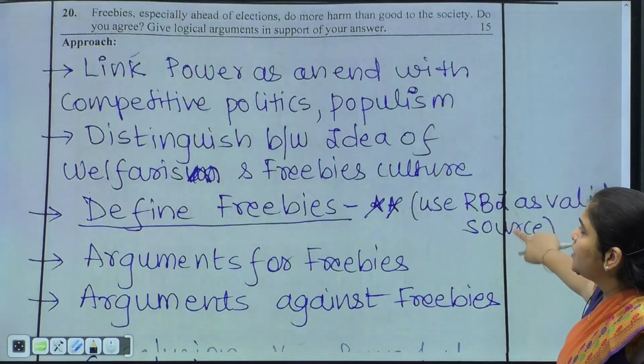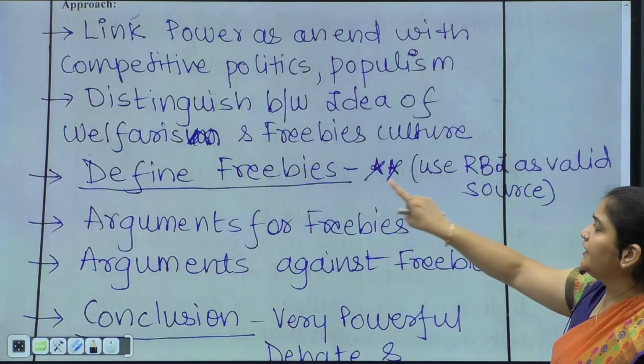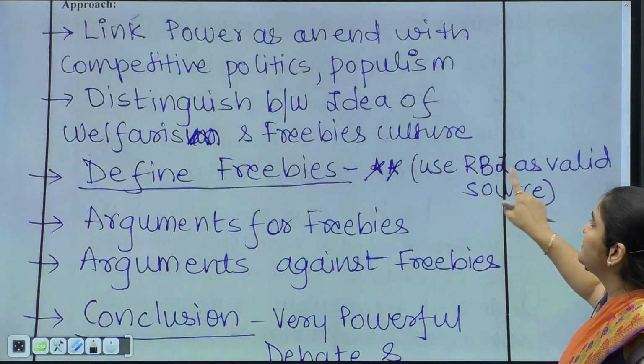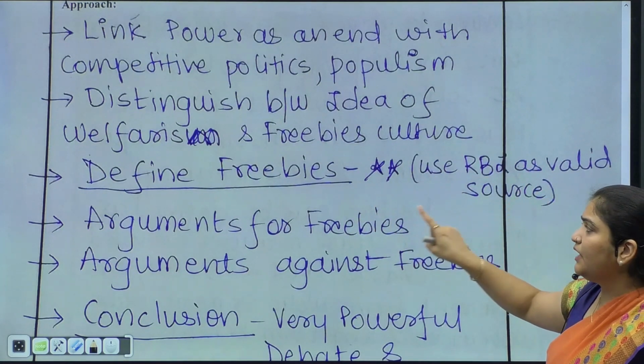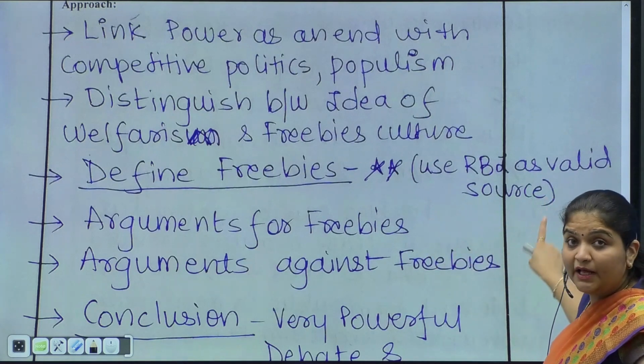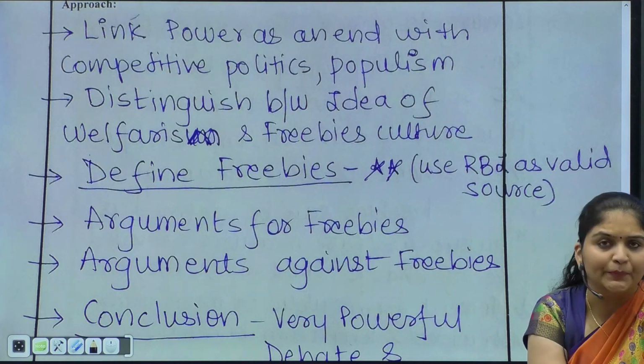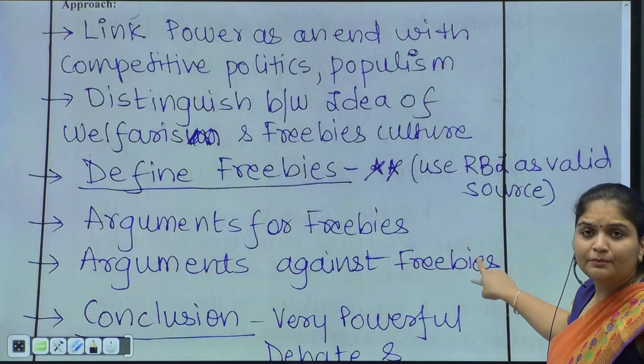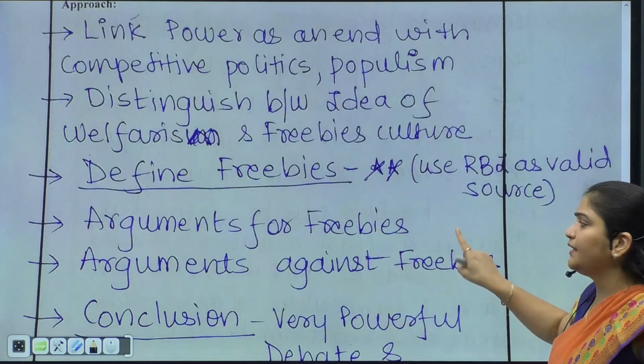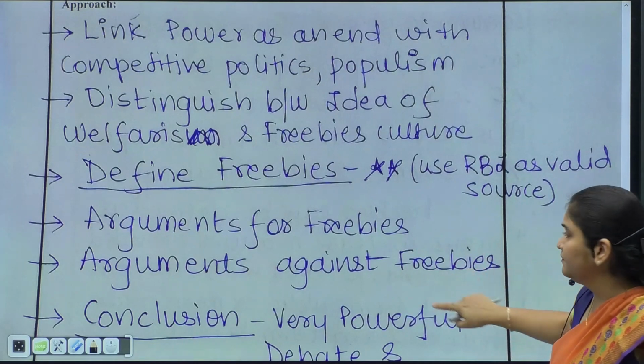Okay? So I have distinguished between the idea of welfarism and freebies culture. Then I have defined freebies, and it is the RBI definition. It gives more validity to how I explain. Okay? Arguments for freebies, arguments against freebies, and conclusion.